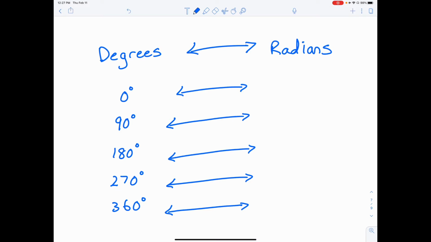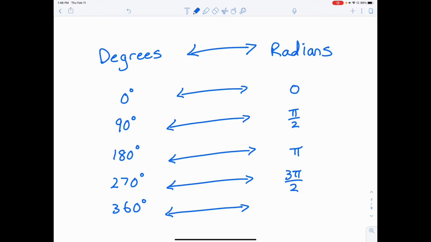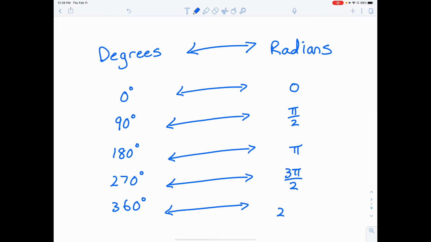First of all, 0 degrees will result in 0 radians. 90 degrees is known as pi over 2. 180 is going to be known as pi. 270 degrees is going to be 3 pi over 2. And lastly, 360 degrees is going to be 2 pi. Our favorite reminder here is that 180 degrees is equal to pi.